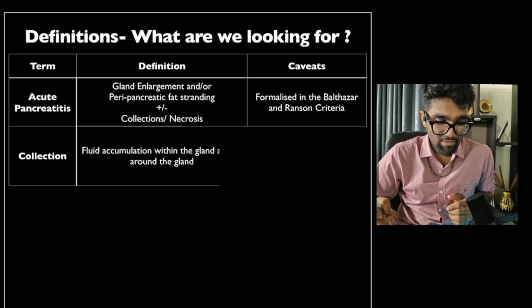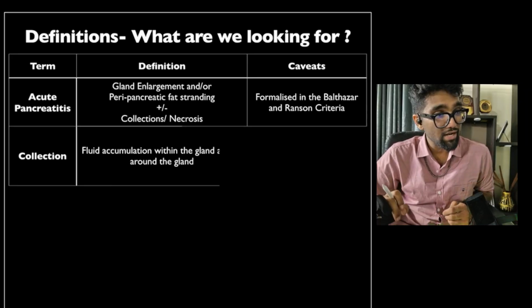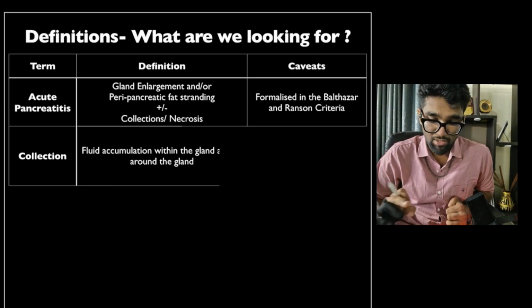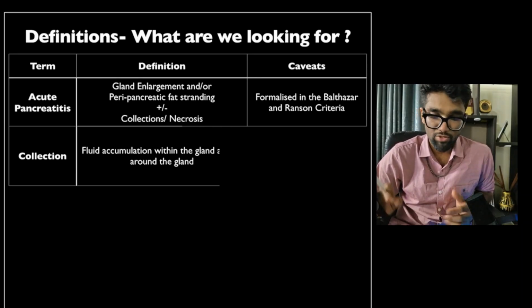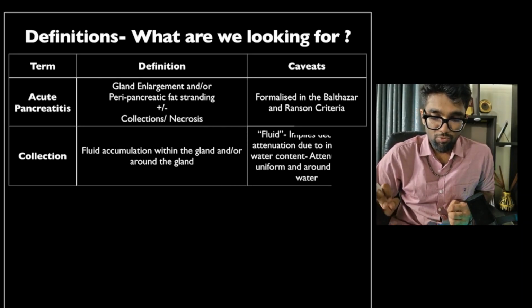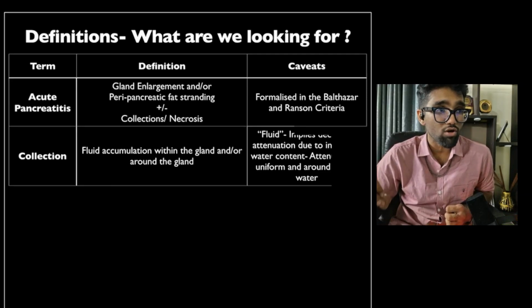Now, a collection is defined as an accumulation of fluid within the gland and/or around the gland. Okay, and collections as they get older and depending on their contents are divided into 4 categories, and we'll talk about that subsequently. Now, fluid here just implies that there is decreased attenuation due to increased water content.